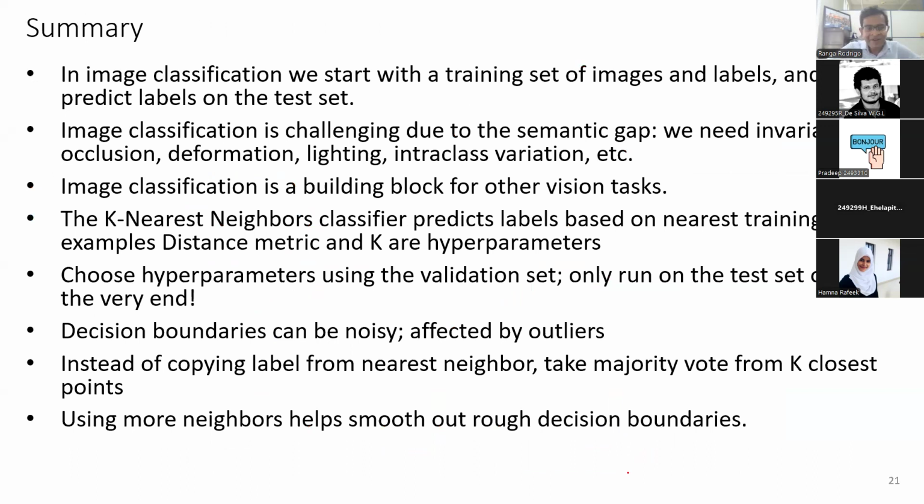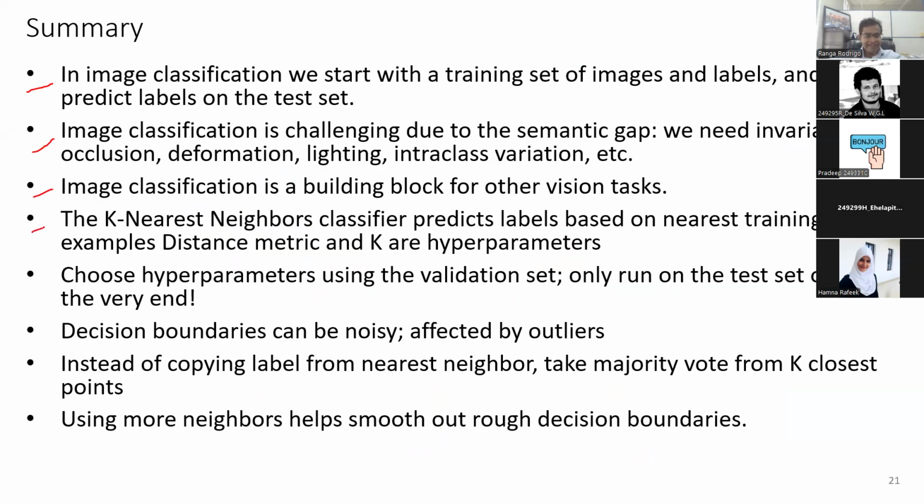Okay. So to summarize this slide set, in image classification, we start with a training set of images and labels and must predict the label on the test set. Image classification is challenging due to the semantic gap. We need invariance to occlusion, deformation, lighting, intra-class variations, and others. Image classification is a building block for other vision tasks.